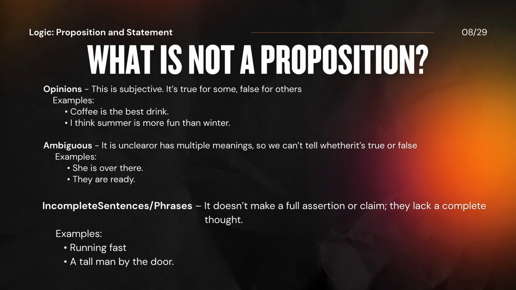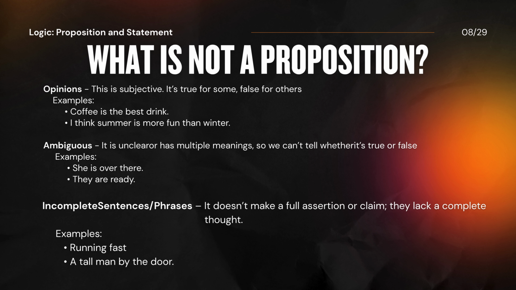Opinions, ambiguous, and incomplete sentences or phrases are some of the examples that are not considered propositions. Opinions are subjective. It's true for some, false for others. For example: coffee is the best drink. It can be true to you, but false for me. I think summer is more fun than winter. These statements are not considered propositions because the statements themselves are neither true nor false.